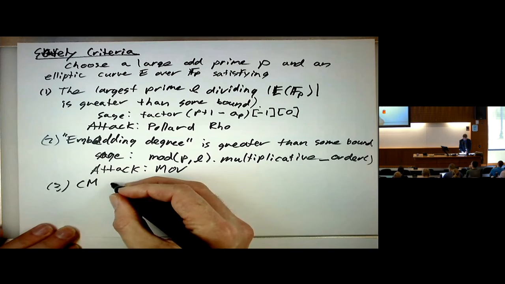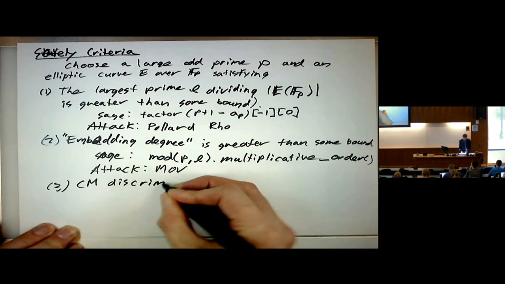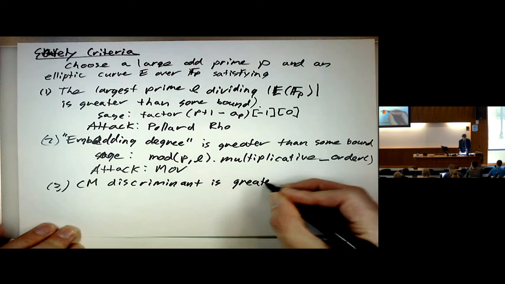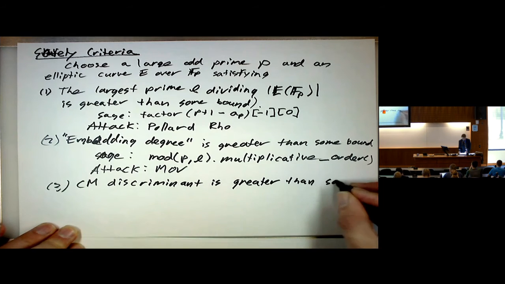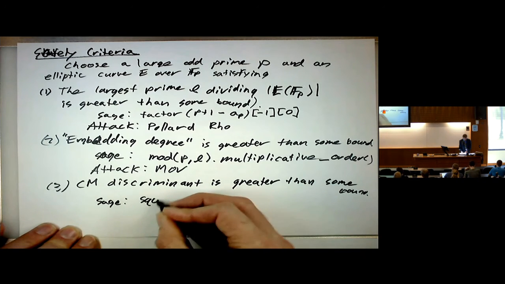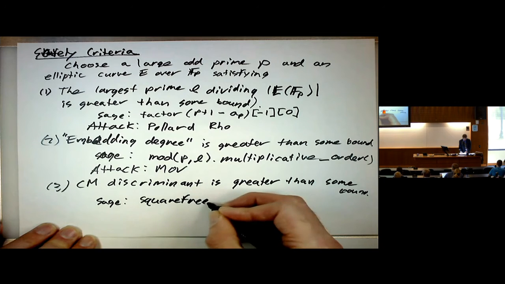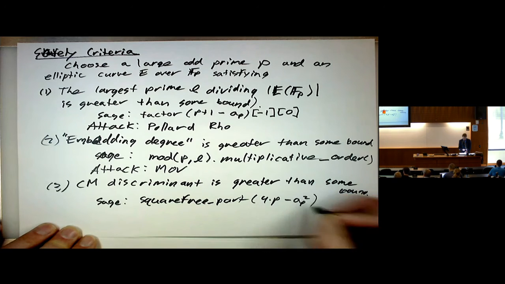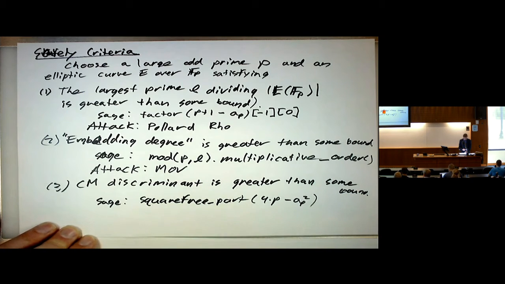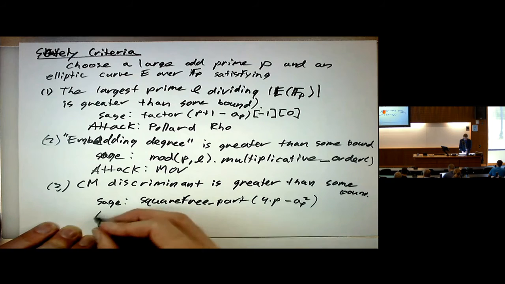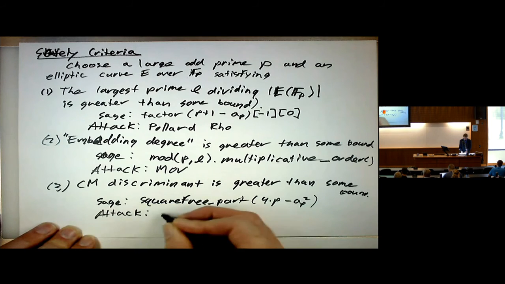Three: the CM discriminant is greater than some bound. In Sage, the square free part of (4p minus AP squared). You want that to be as big as possible. Attack: unknown.